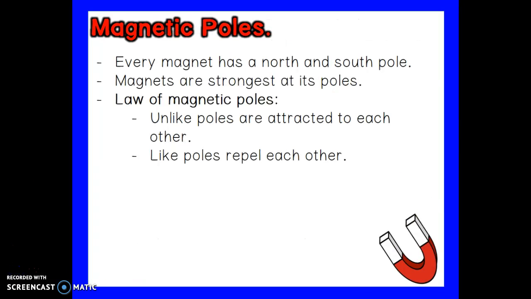Every magnet has a north and south pole. A magnet's force is strongest at the poles. When touching two magnets' poles together, it's important to remember this rule or law. Unlike poles are attracted to each other, they will stick together. Like poles repel each other. You will feel them push away from one another.